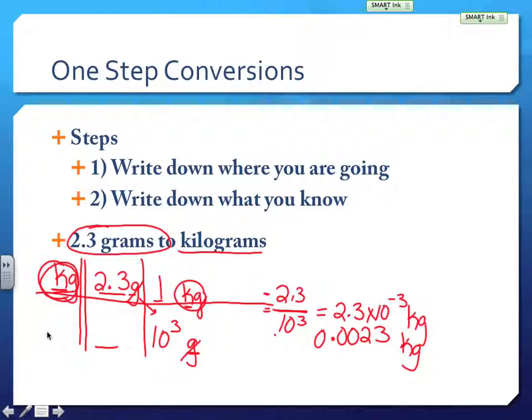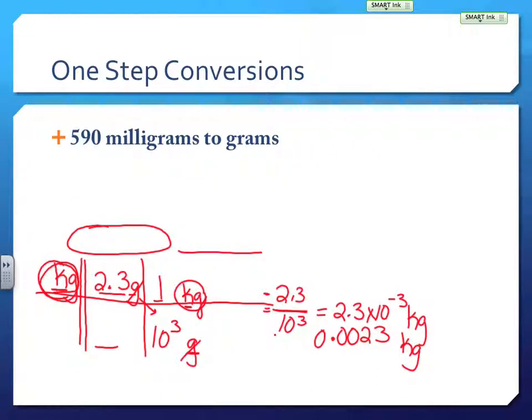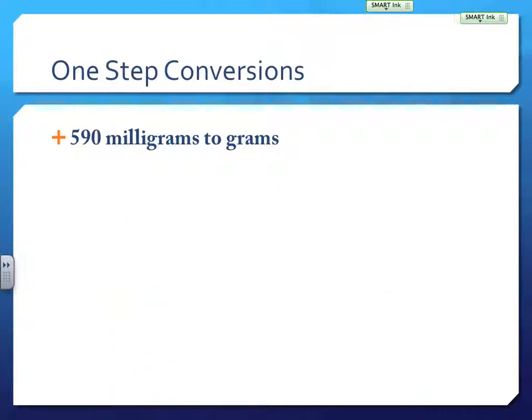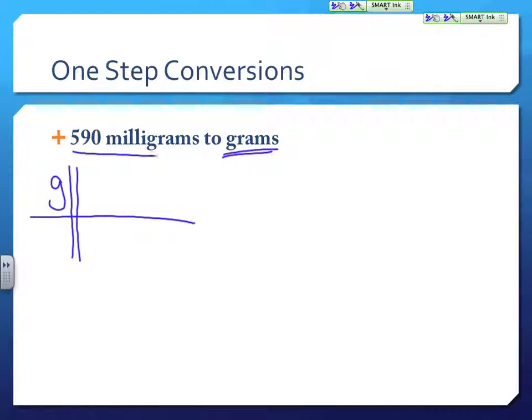Another example of a one-step conversion, we might have a little bit different setup. In this case, we are going to the base unit, which is grams. So I put down grams and I put my railroad tracks. In this case, what I know is that I have 590 milligrams. What's on top has to come down. So the milligrams comes here.